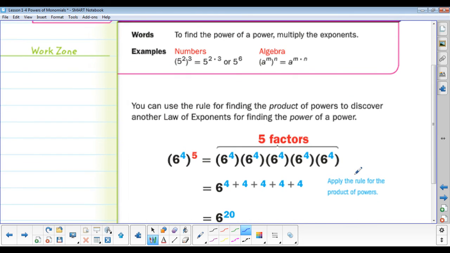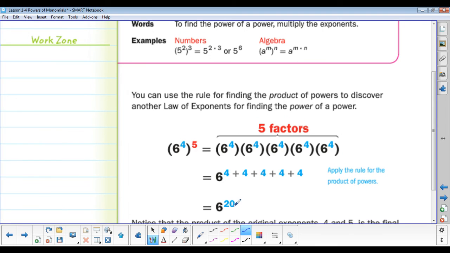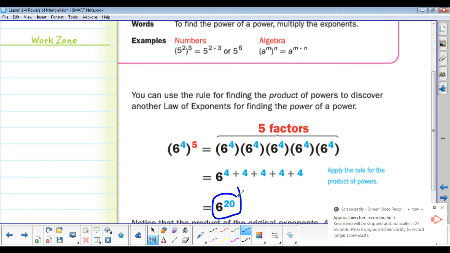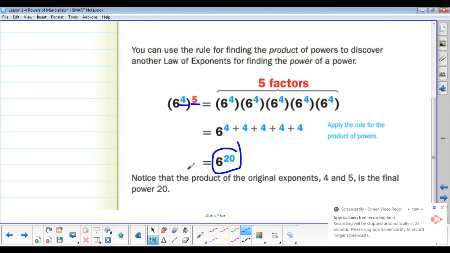Notice they break it down the same way. 6 to the 4th to the 5th power is 6 to the 4th 5 times. Using the product of power rule we used last week, we see that we add all those 4s together and we end up with 6 to the 20th power. Notice that is the same as if I multiply 4 and 5. That's how this property works.